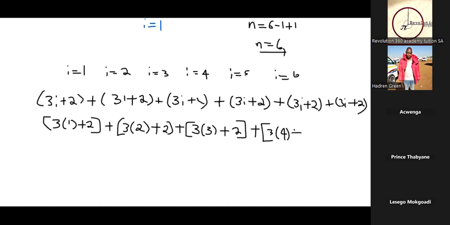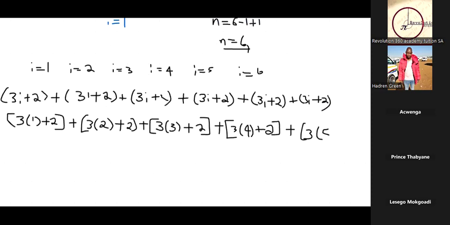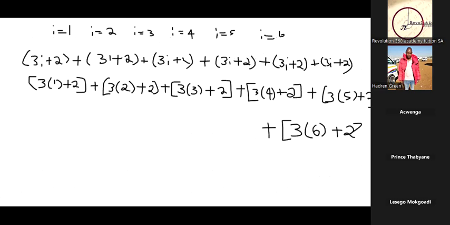Then you say plus brace. The other one is going to be 3, right? And then here you're going to have open bracket 5 plus 2. Here it's just that I don't have space. You must write it properly. The last one will be plus brace, that will be 3 into 6 plus 2. Just like that. And then remember, 3 times 1 is 3, plus 2 is 5. So the first one is going to be 5, plus 3 times 2 is 6, plus 2 is 8, plus 3 times 3 is 9.